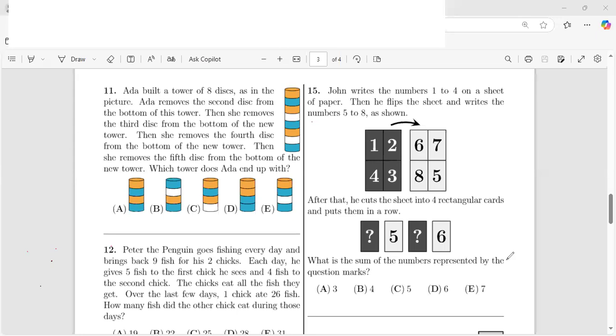So what is the sum of the numbers represented by the question mark? So basically we need to know what number is written where. So basically 2 is written with 6, 1 is written with 7, 4 is written with 8, and 3 is written with 5. So 6 is already taken, so 2 is already taken, 5 is taken, so 3 is also gone. Then since it has to be a darker one for here, so this will be a 3, and again the darker one, which is 1. So you get 1 plus 3 as 4. So the answer for 15 is 4.